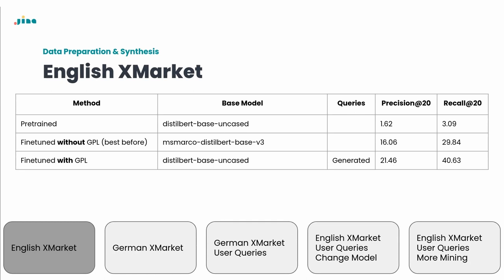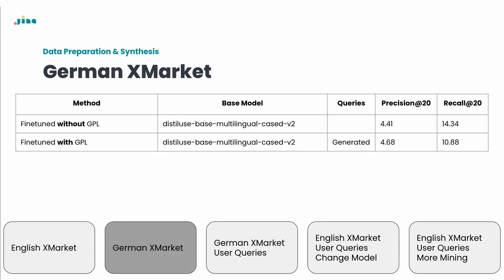If you switch off at some point, you can always see where we are: which one is gray and coming back. So first, the English XMarket data said everything was fine. Then we did the same on the German one. And sadly, the precision, OK, at least did not get worse. But the recall really dropped. And also, all the other metrics more or less dropped or stayed the same. So in German, it didn't work.